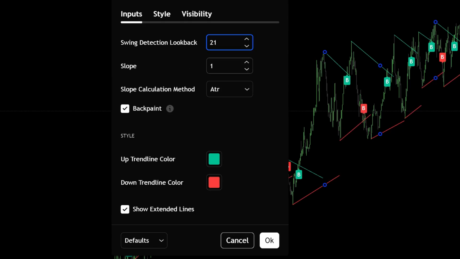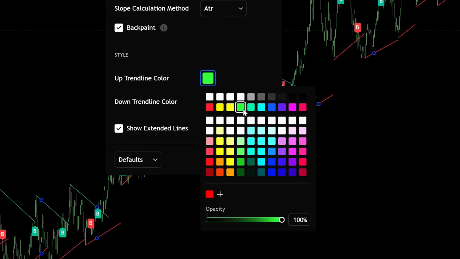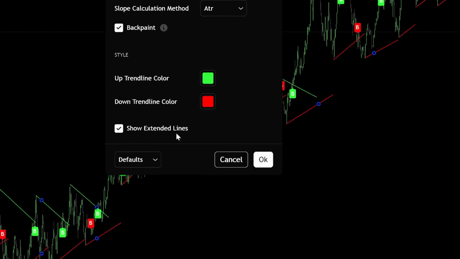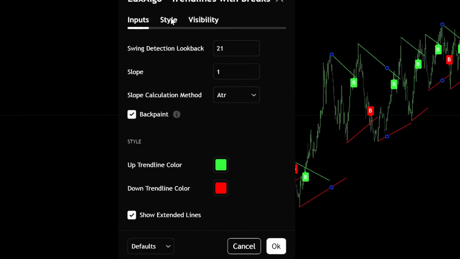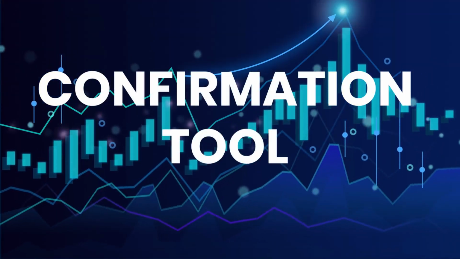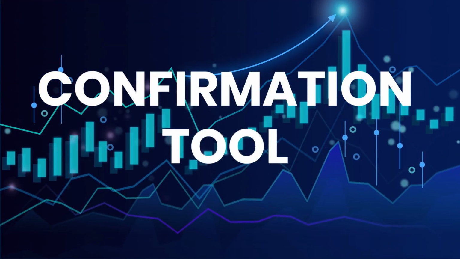Now, the slope and the slope calculation method options, we can leave those as their default settings for now. They're already pretty solid, but feel free to experiment with them later once you get the hang of things. And let's make sure our chart looks clean and easy to read. We're gonna make sure our uptrend lines are nice and clear green and our downtrend lines are bold red. This makes it super easy to see what's going on at a glance. Now, we've got the indicator dialed in, but we're not done yet. We're gonna add some confirmations, some extra layer of analysis, so we can really separate the good trades from the bad ones.